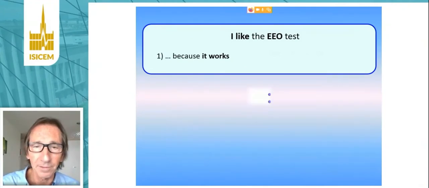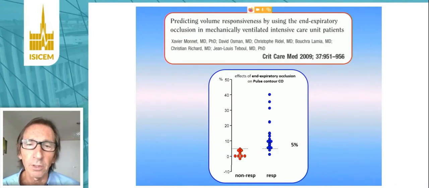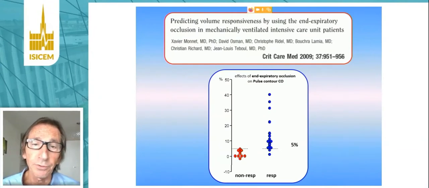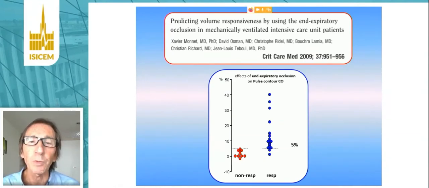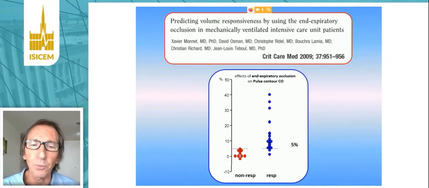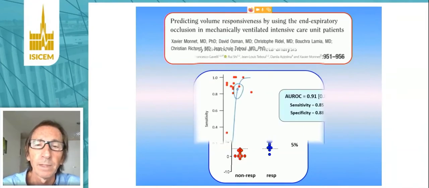First, because it works, of course. This is the first study we published years ago with Xavier Monnet and others in our institutions, and we measured cardiac output using the pulse contour method with a PiCCO device, and we gave volume to patients, and we separated between responders and non-responders to fluid administration. But before giving fluids, we performed the expiratory occlusion test. And as you can observe, patients who increased their cardiac output during the test also increased their cardiac output after a fluid challenge. And patients who did not increase cardiac output during the test were fluid non-responders. So it is very easy to do.